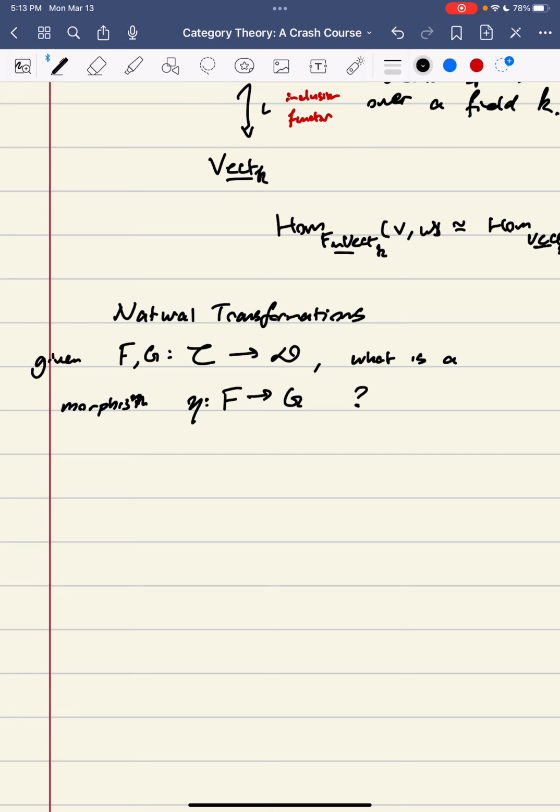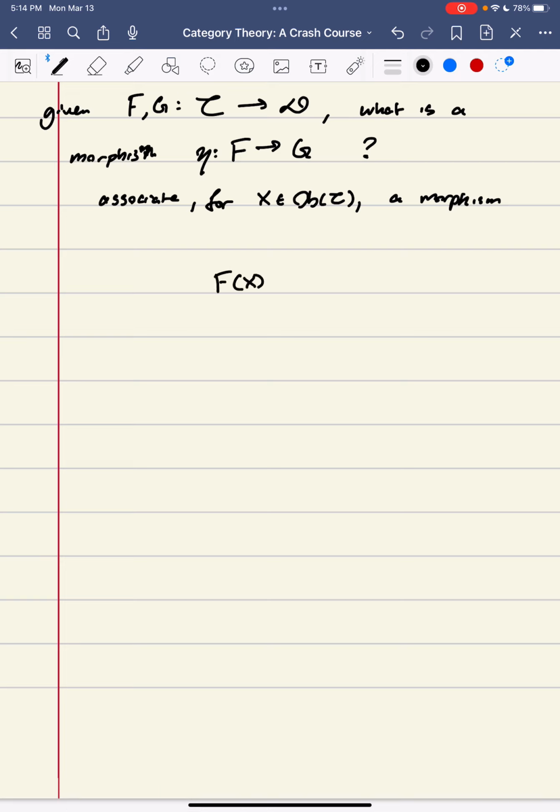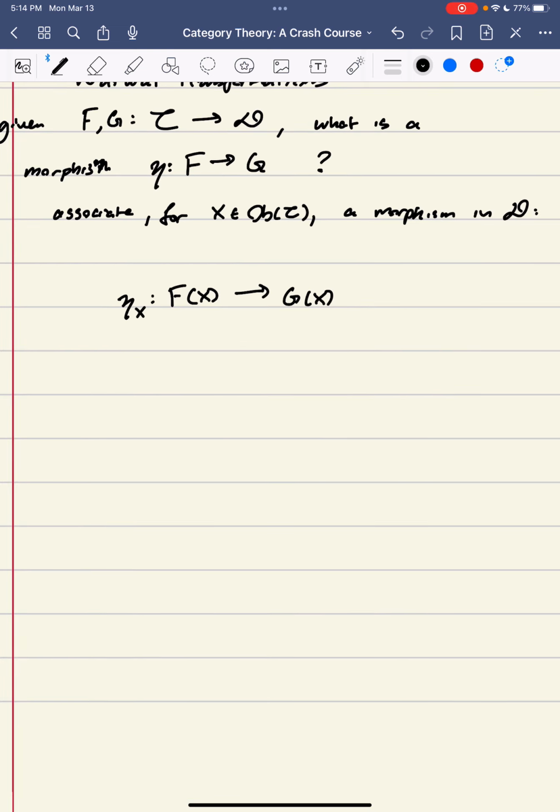I'll call that eta. I can look at now sort of like a category of all functors from C to D. So what it should do is associate, for any object X in C, a morphism between f of x and g of x in D. This is sometimes called the component of eta over x.